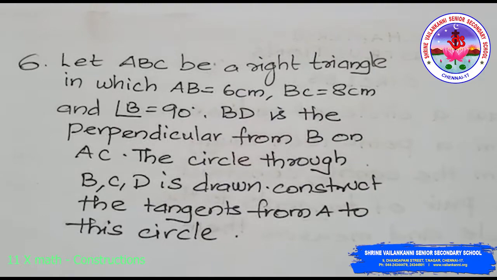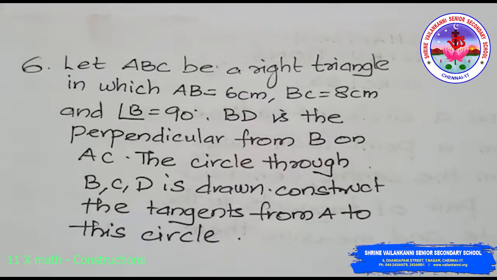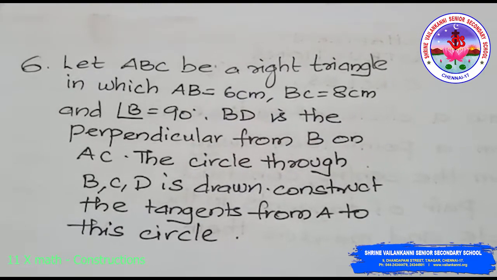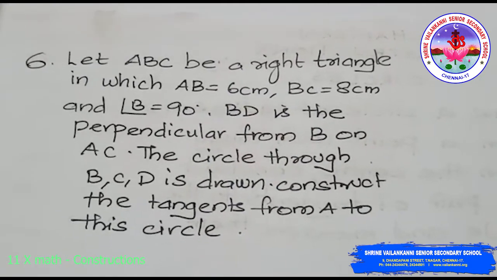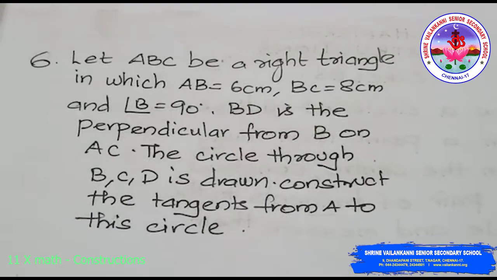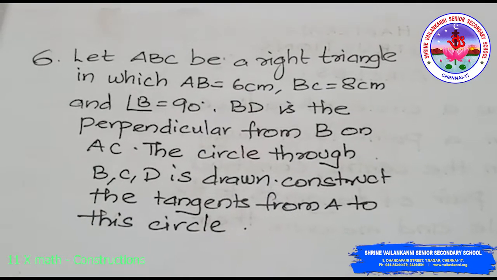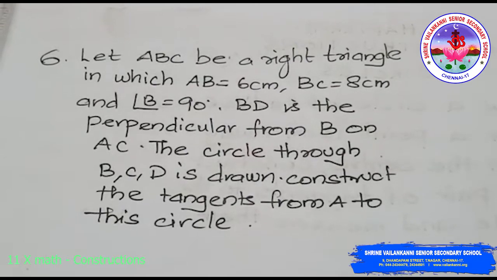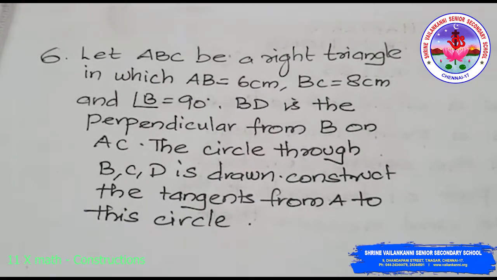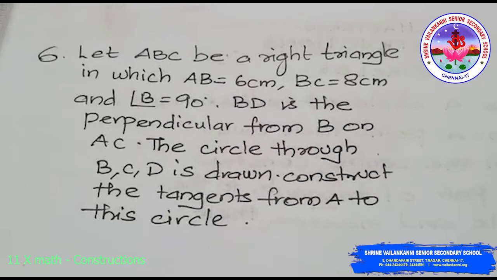Sixth problem. Let ABC be a right triangle in which AB is equal to 6 centimeter, BC is equal to 8 centimeter and angle B is equal to 90 degree. BD is the perpendicular drawn from B on AC. The circle through B, C, D is drawn. Construct the tangents from A to this circle.